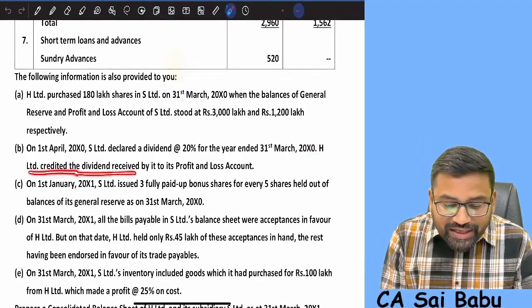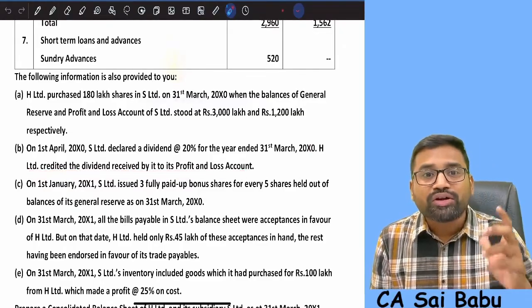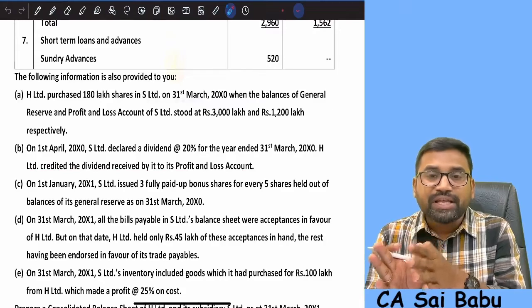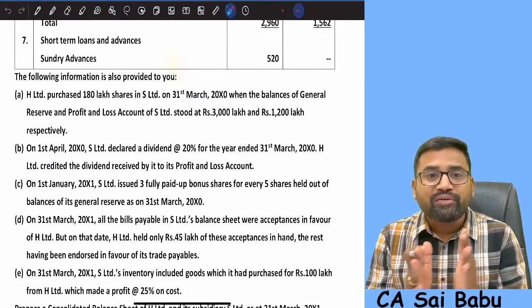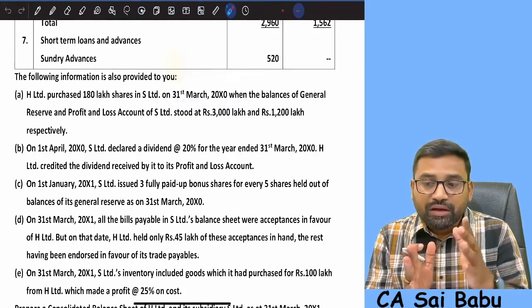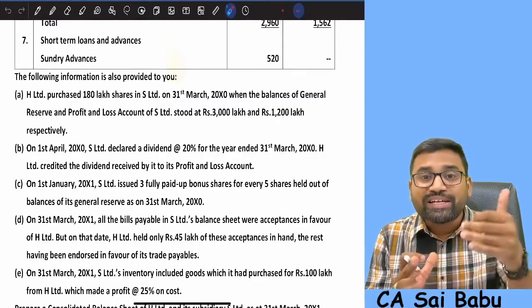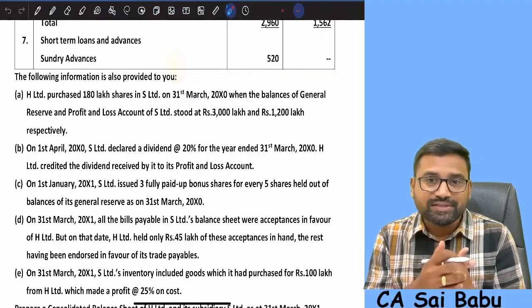H Limited credited the dividend received by H to the P&L account. That is the wrong treatment they have done. Sometimes what they will give is that the parent company received a dividend from the subsidiary company out of pre-acquisition profits. But what the parent company has to do is adjust it to the cost of investment, but they credited it to the P&L account. Now they need to rectify this.